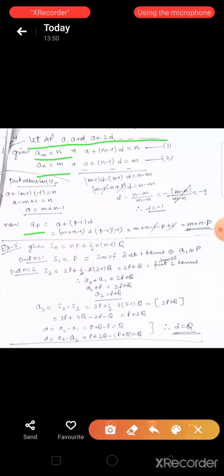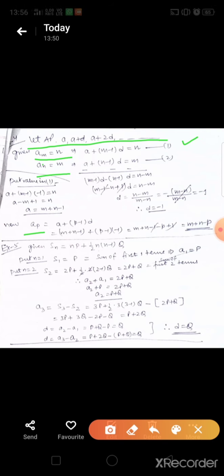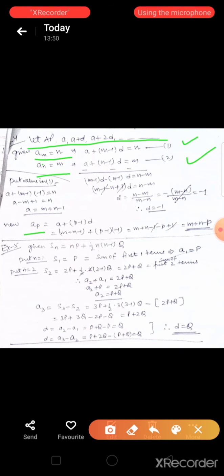So let the AP be A, A plus D, A plus 2D and so on. Since it is given that the mth term is N, we will write A plus (M minus 1)D is equal to N, and the nth term is M, so A plus (N minus 1)D is equal to M. So now we have two equations. In AP we should remember that if we know A and D, we will be able to solve each and every question of AP.